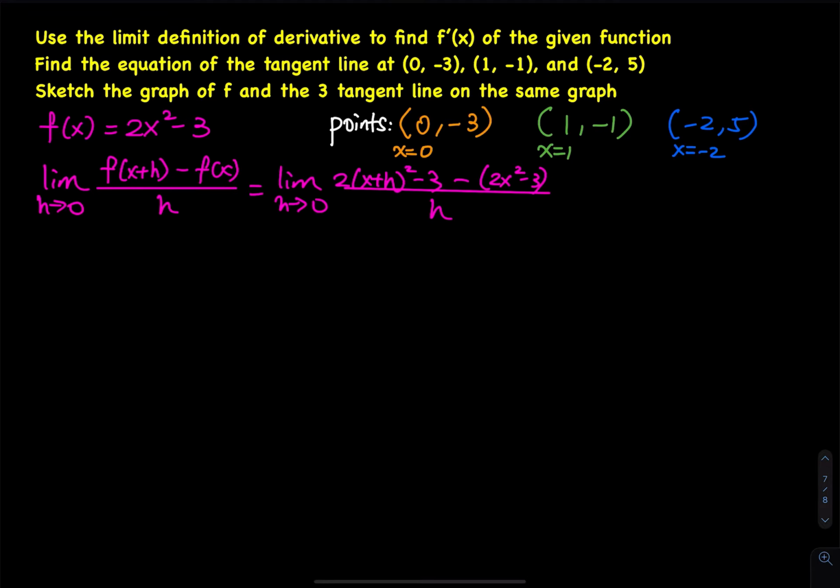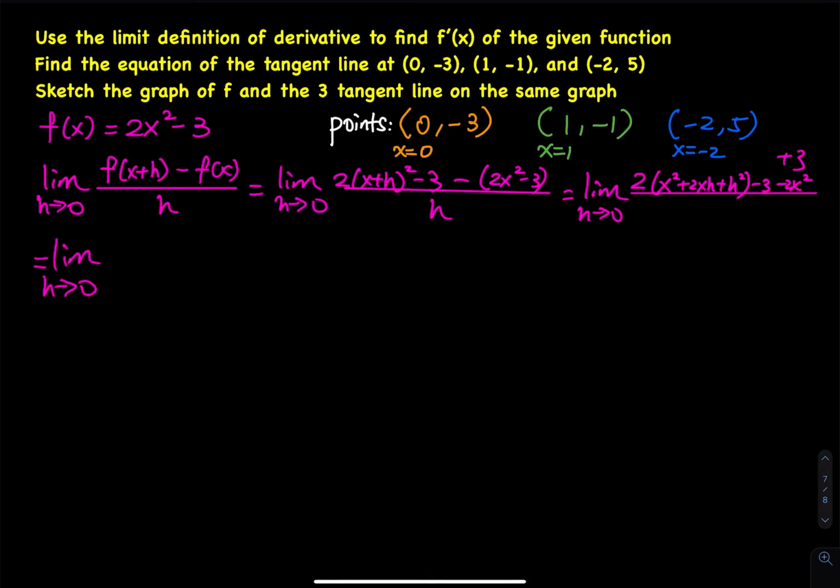I'm going to save some space over here. So that is equal to the limit as h approaches 0 of 2 times x squared plus 2xh plus h squared minus 3 minus 2x squared and then plus 3. And then next line we have the limit as h approaches 0 of 2x squared plus 4xh plus 2h squared and then minus 3 minus 2x squared plus 3, and then divided by h.